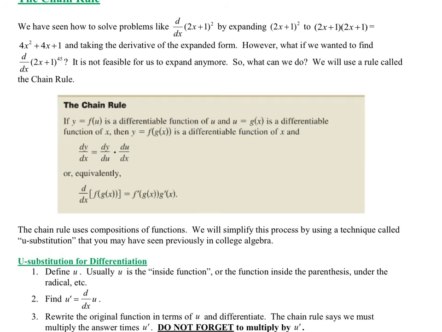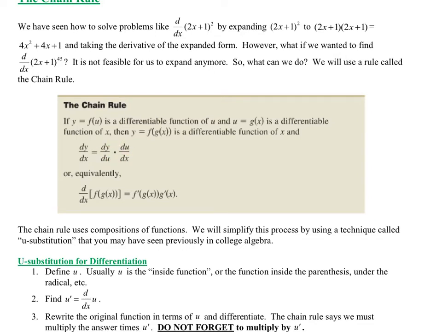It says if y equals f of u is a differentiable function of u, and u, which is equal to g of x, is a differentiable function of x, then y equals f of g of x, the composition of functions, is a differentiable function of x, and dy/dx equals dy/du times du/dx. When you look at this, it's kind of like, yeah, I guess that's true, right? Because the du's would simplify and you'd be left with dy/dx. But really there's a lot to say here.